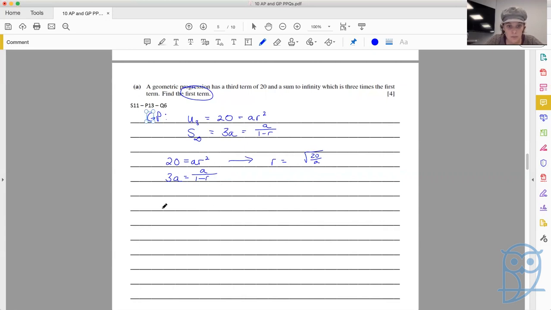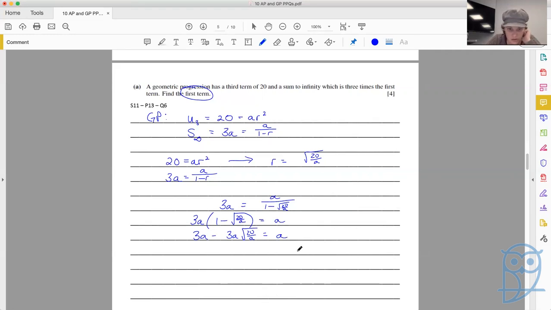Also I'm getting rid of my r and just solving for a first term. I don't have to do that second half of the simultaneous equations. So 3a equals a over 1 minus root 20 over a. Let's bring that up to start with. 3a times 1 minus root 20 over a equals a. So this would give us 3a minus 3a root 20 over a equals a.